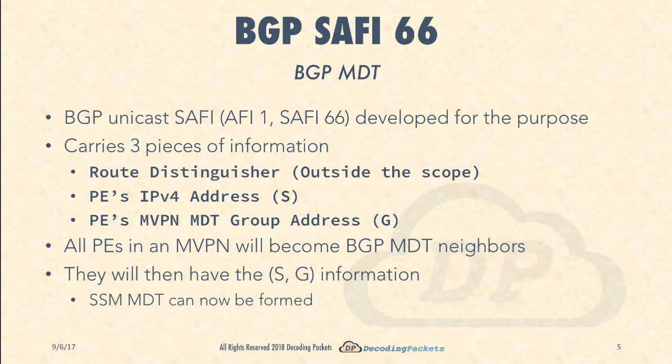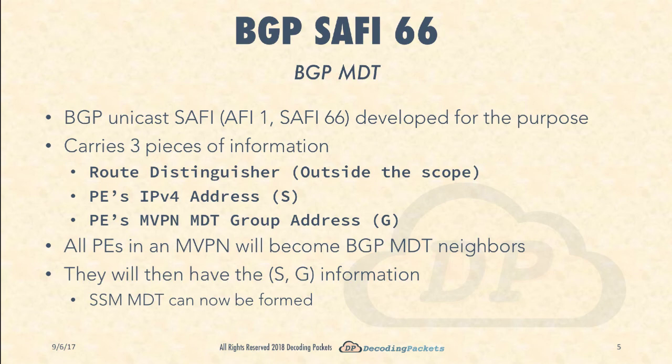The second piece of information here is the PE's IPv4 address. So each and every one of the PEs are going to share their IPv4 addresses in this SAFI. Along with that IPv4 address, they're also going to share the MDT group that they're willing to receive the traffic on. And bingo, once these families are exchanged and the advertisements are exchanged between PEs, now they know that S, G information that they were missing before.